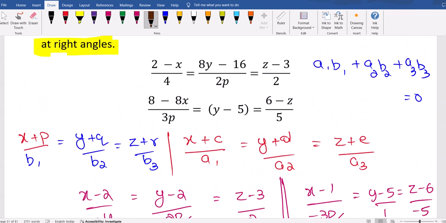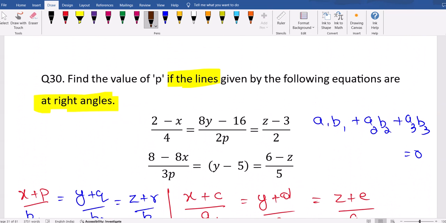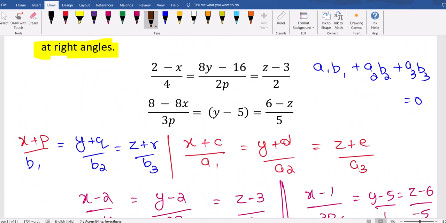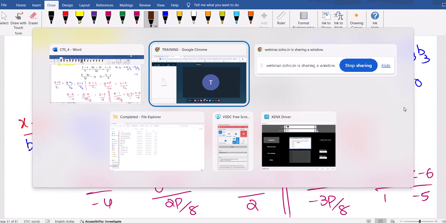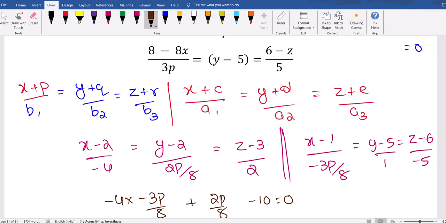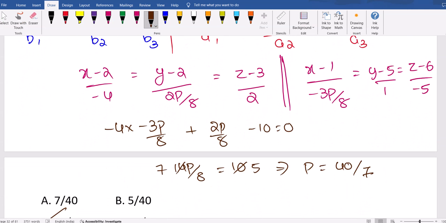See this, right angles: when they give xyz equations at right angle, first thing, bring all those equations into a similar format, x plus y plus something divided by a1, a2, a3, like that. Then a1 b1, a2 b2, a3 b3 should sum to 0 to satisfy that right angle concept. Now solving, we got the p value 40 divided by 7.